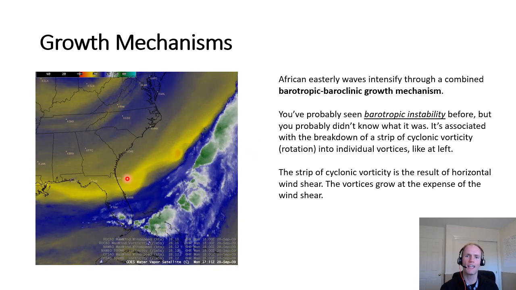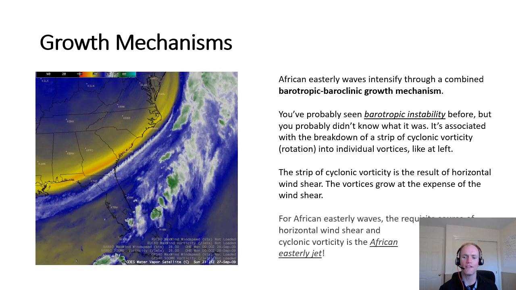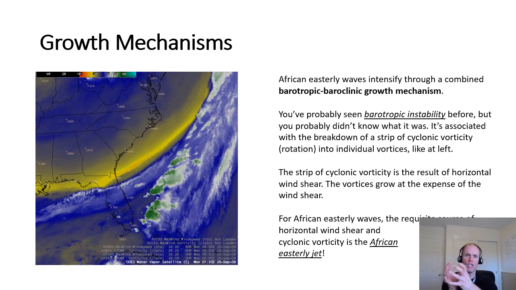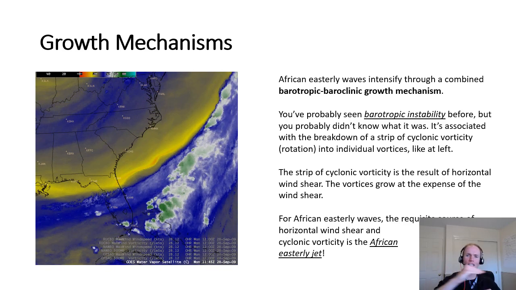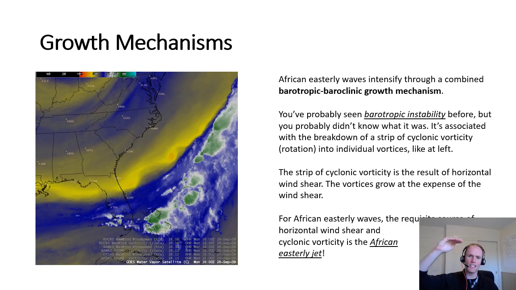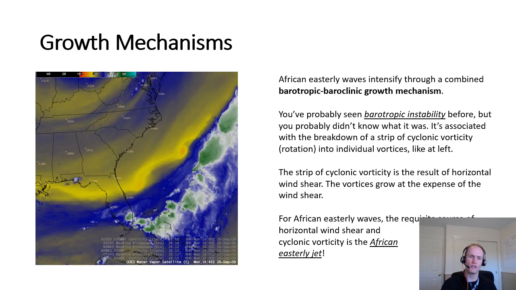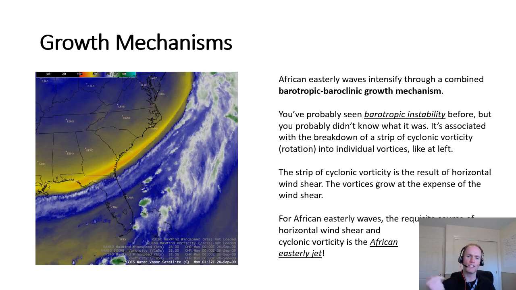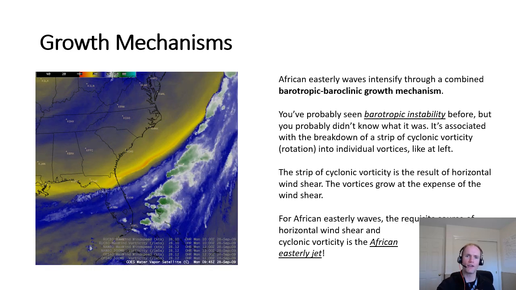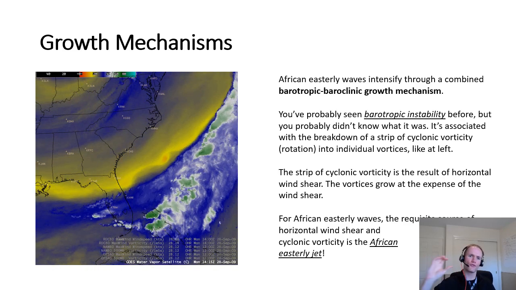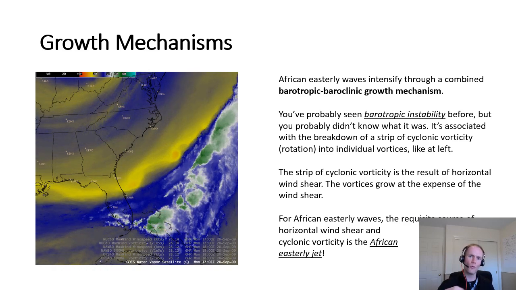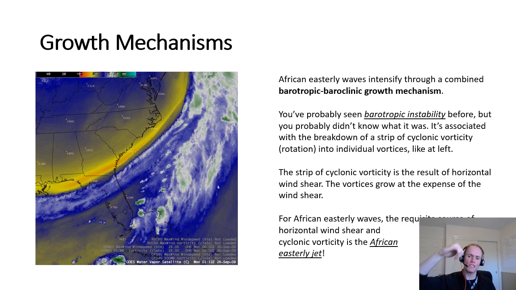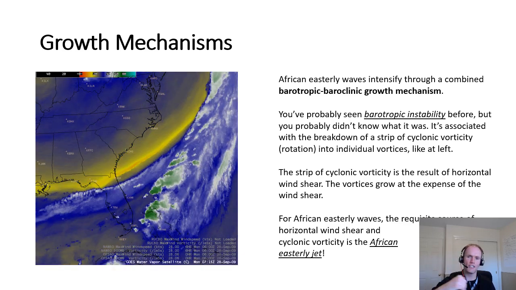vortices. In the context of African easterly waves, the horizontal wind shear is tied to the African easterly jet, where you have a maximum of easterly flow, and it's less easterly to the north and less easterly to the south. So there's a strip of cyclonic vorticity that's found equatorward of the African easterly jet, where you have the strong easterlies to the north, weak easterlies to the south, and putting a stick in the wind, it's going to rotate in a counterclockwise fashion.